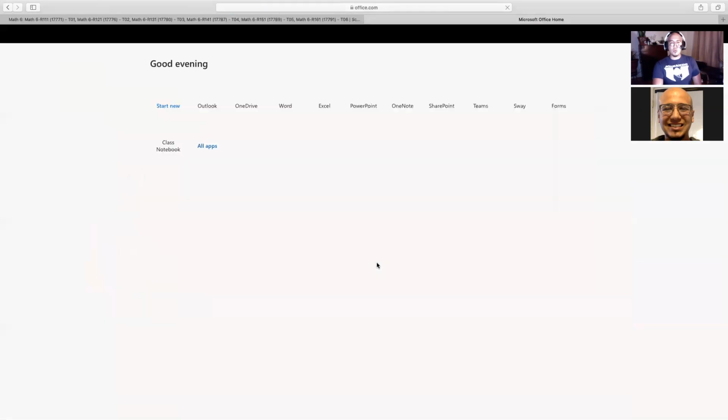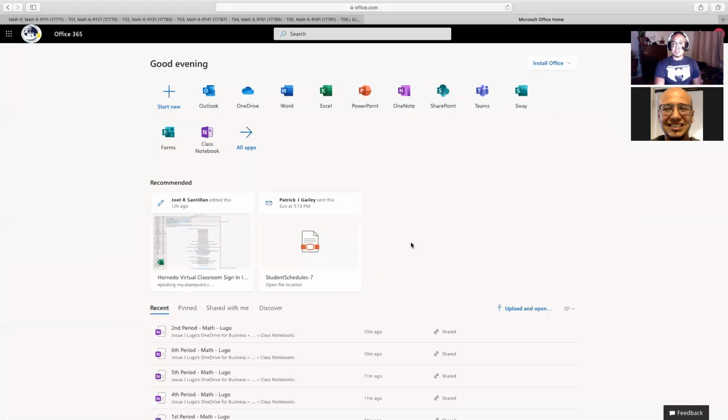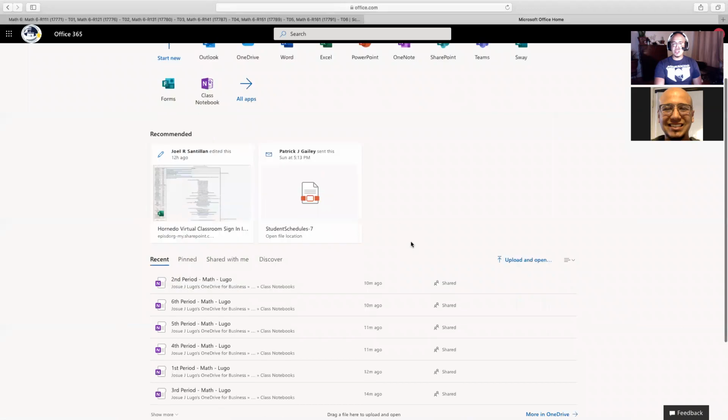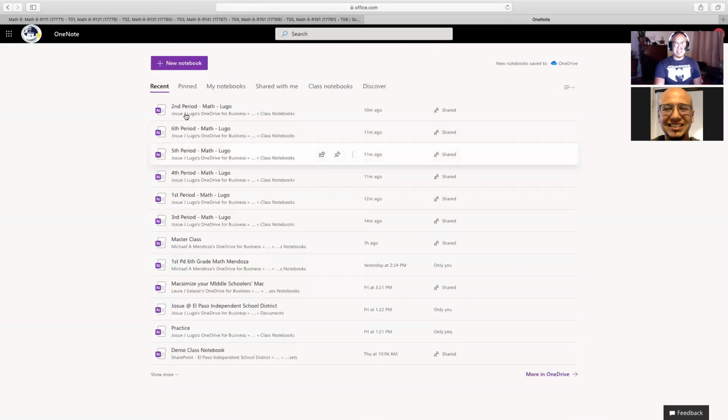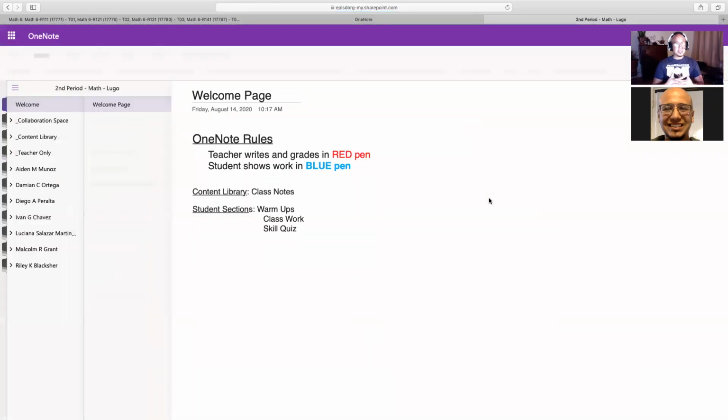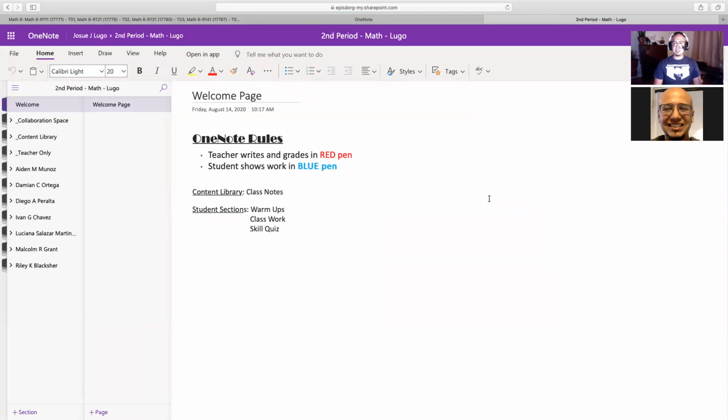Most of you should have already accessed your OneNote notebook at least once. You should either have it down here under Recents, or you can just go to OneNote and then click on your period. I'm going to go to second period because that's the period with the least number of students, and so it's going to have the least amount of clutter.